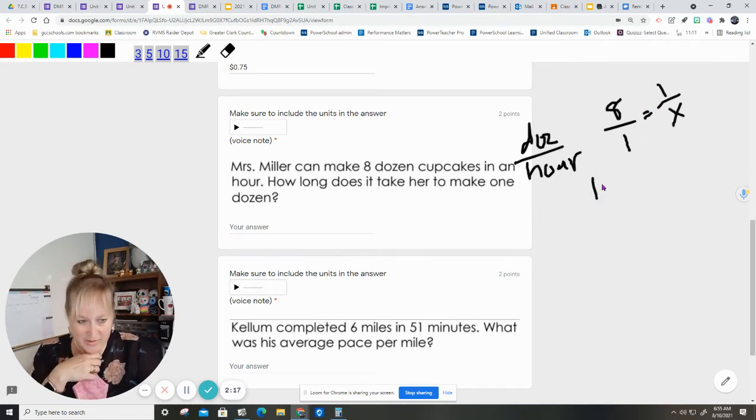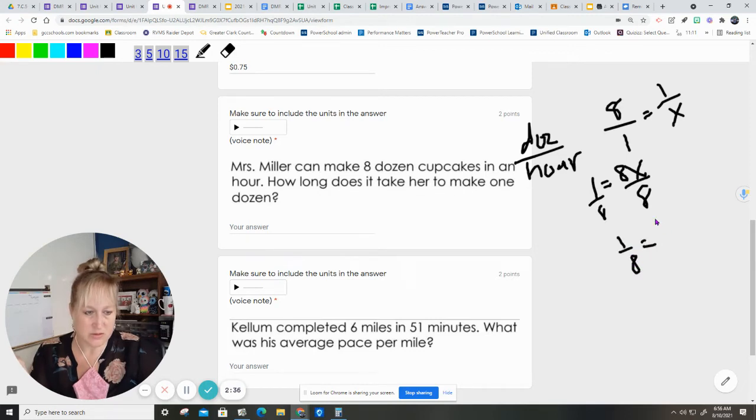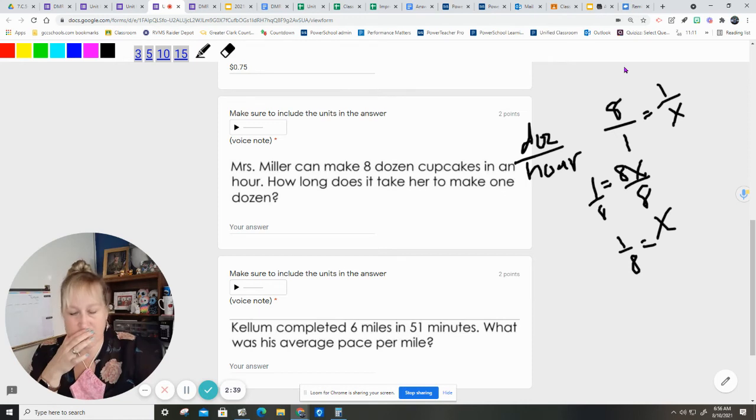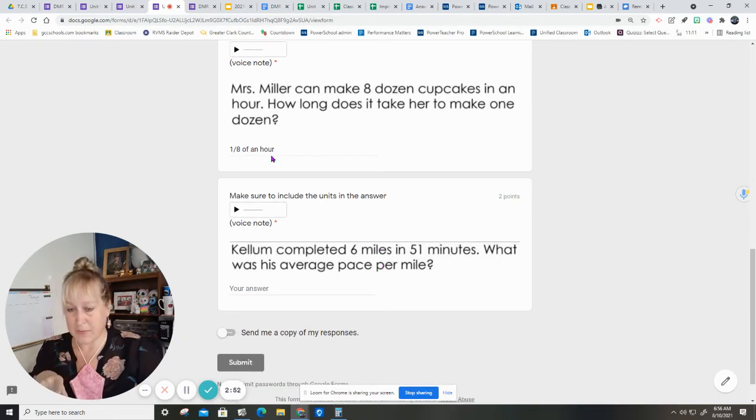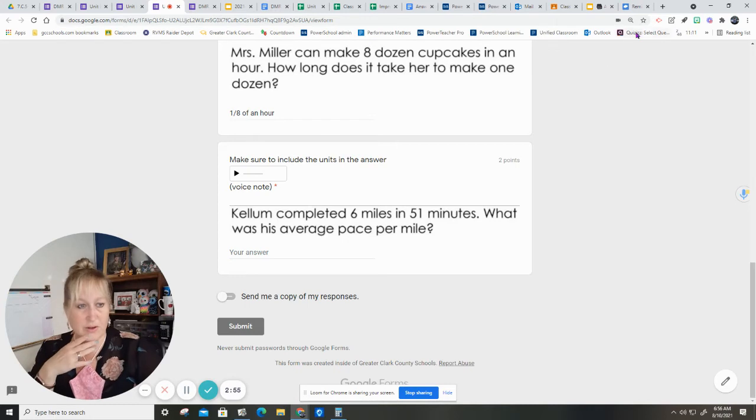1 times 1 is 1 equals 8 times x. Still dividing, but I had to do it this way so that I figured out which one to divide by what. I'm going to divide both sides by 8. 1/8 equals x. I do not know what 1/8 of an hour is, so I'm going to type 1/8 of an hour. I'm going to check to make sure that that's the answer that I have recorded, and it is. So as long as you're typing 1/8 of an hour, you've got the same thing I do.